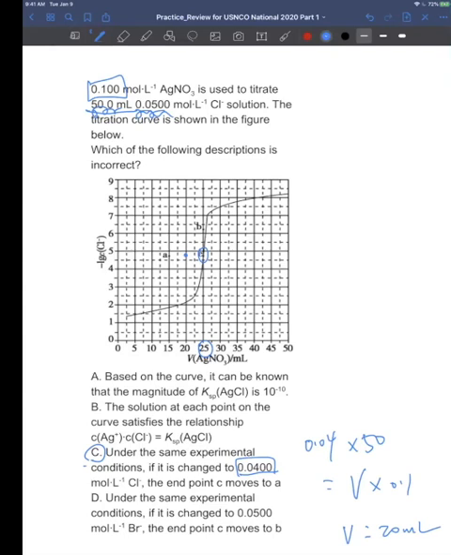Makes sense? Some of you chose D. Actually, D is correct. Because if you change to bromide, we know silver bromide has a smaller Ksp, which means at the endpoint or equivalence point, the free bromide concentration will be lower. So it will jump up, but the volume will still be the same, right? Makes sense? Do you like this question? I think it's a pretty good one.